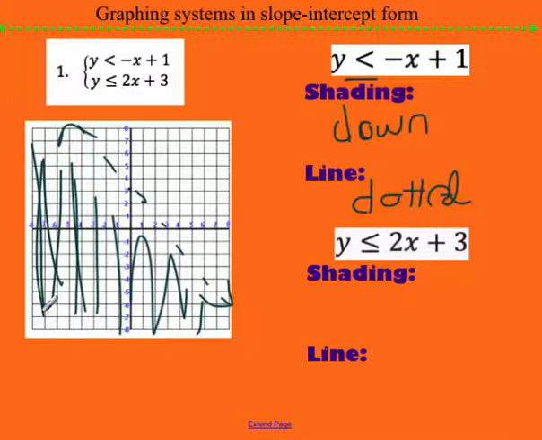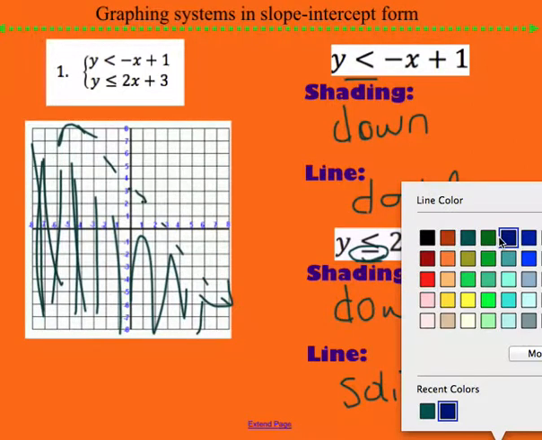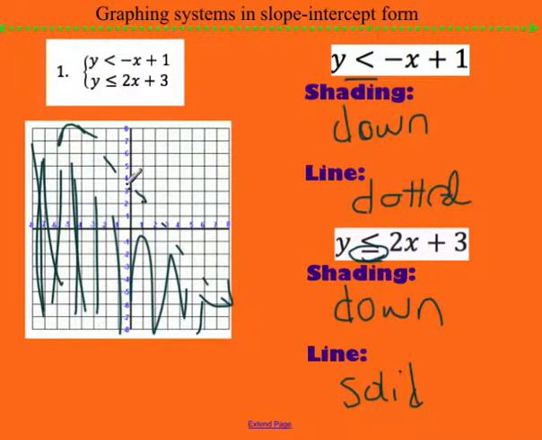So let's take a look at the next one. For the shading, again, the alligator's facing away from the y, so we're going to be shading down. And notice that there's a solid line underneath the inequality symbol, so that means this line is going to be solid. So we're crossing the y-axis at 3, and then we're going up 2 over 1 because that's our slope. So we're going to draw a solid line going that way, and now we're shading down from that line.